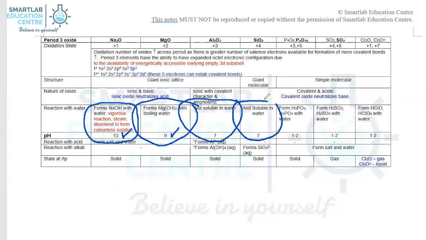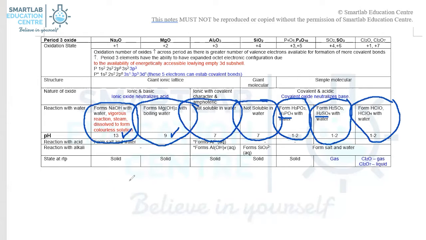Silicon dioxide does not dissolve in water, pH 7 as well. P4O10 dissolves in water to form H3PO4, while SO3 dissolves in water to form H2SO4. All these solutions are acidic, so pH 1 to 2 because strong acids are formed. And in the case of oxides of chlorine, they will be able to produce all these acids, but like we noted, these are not in the syllabus.